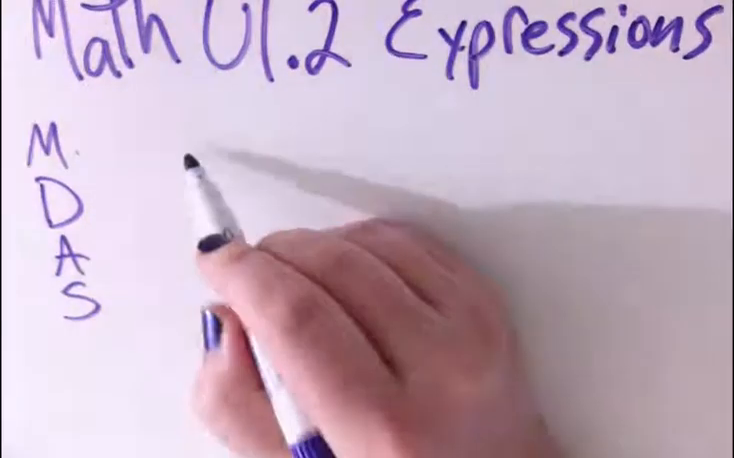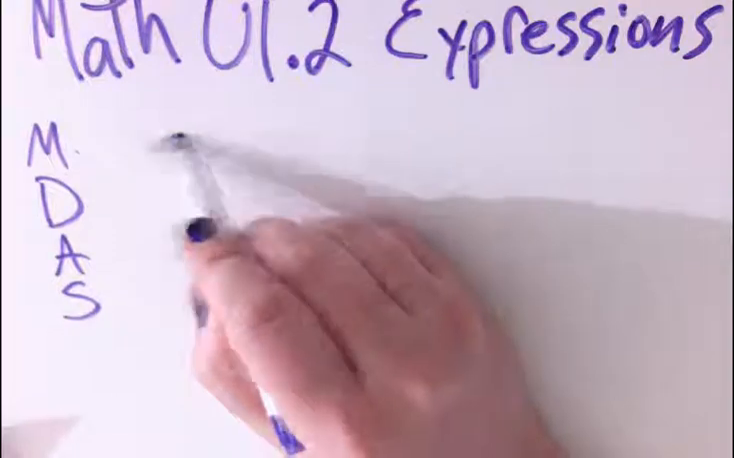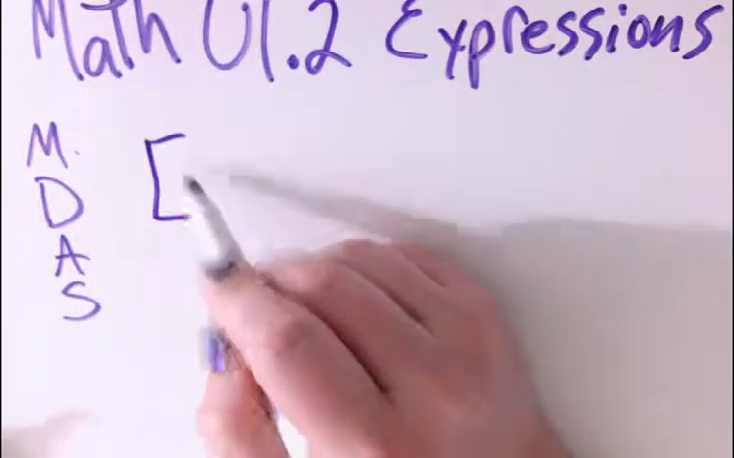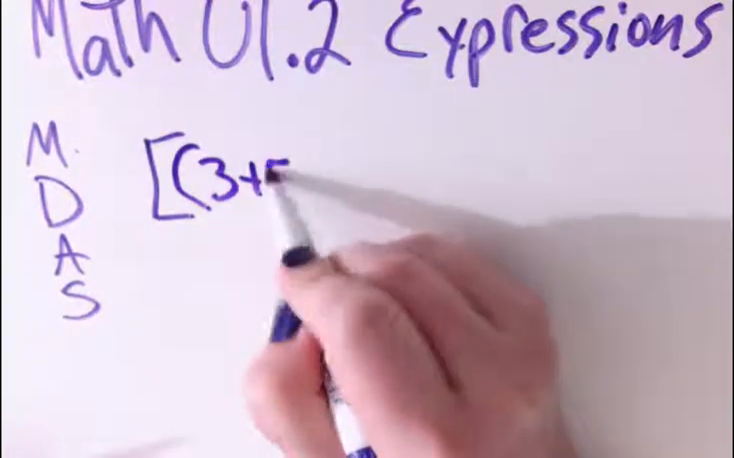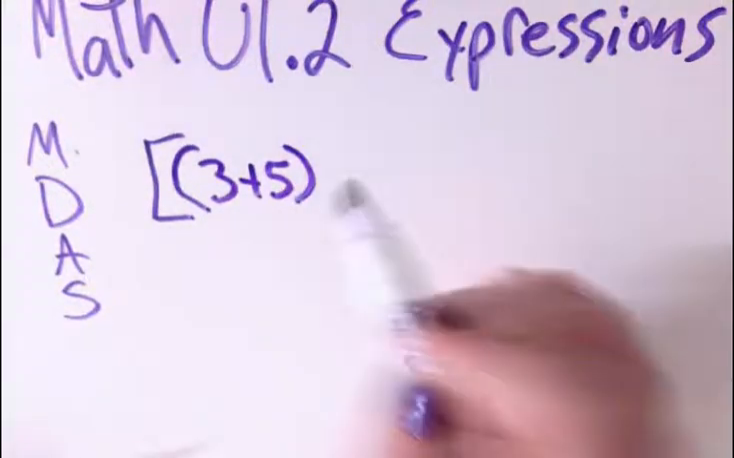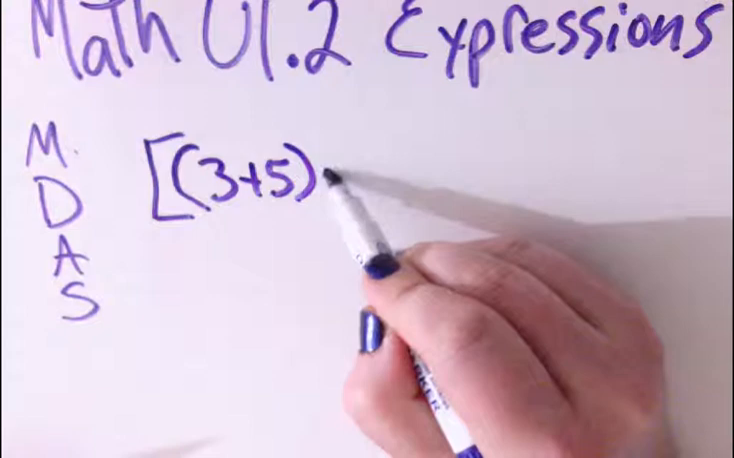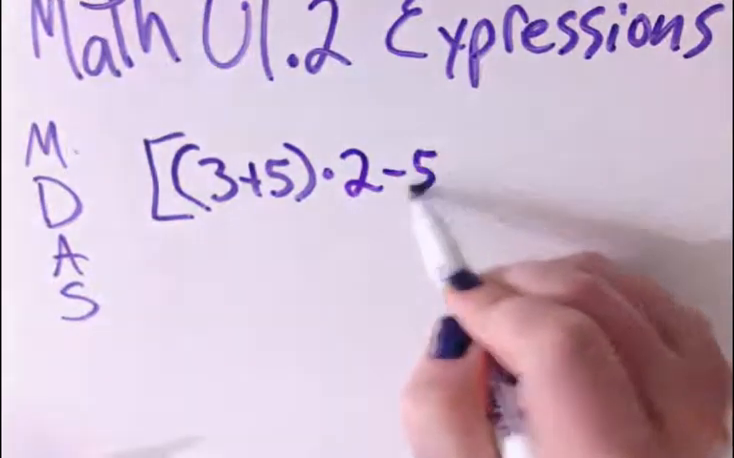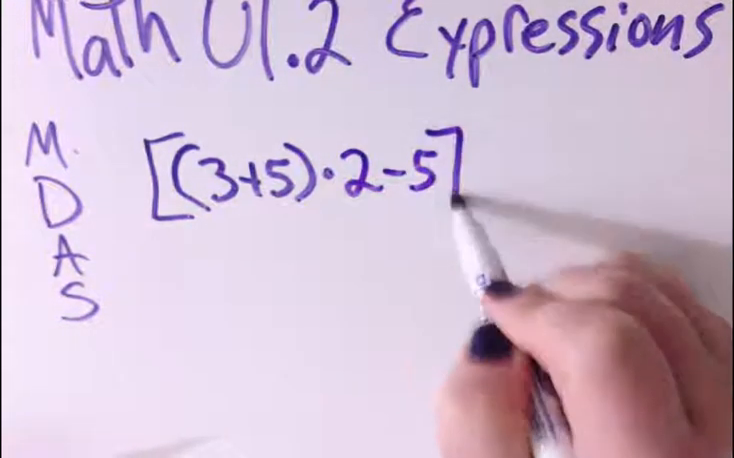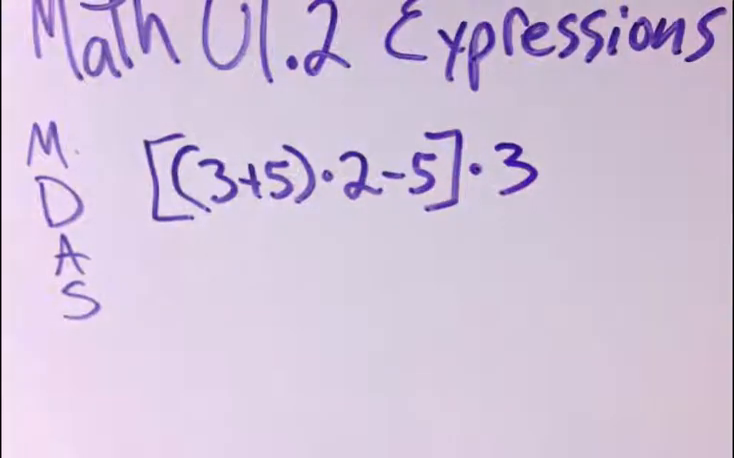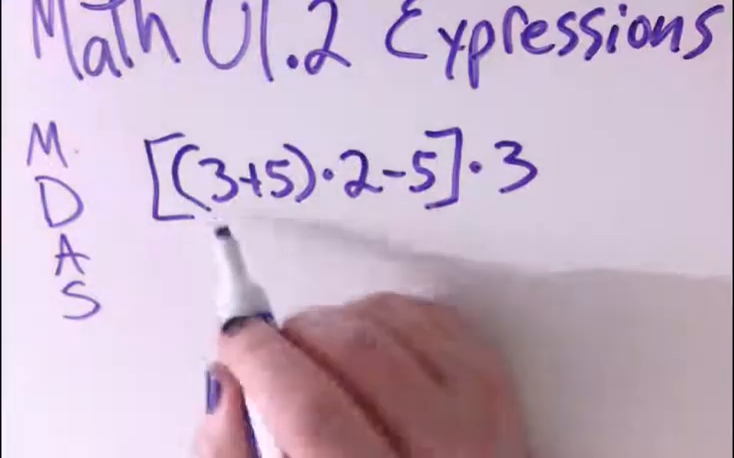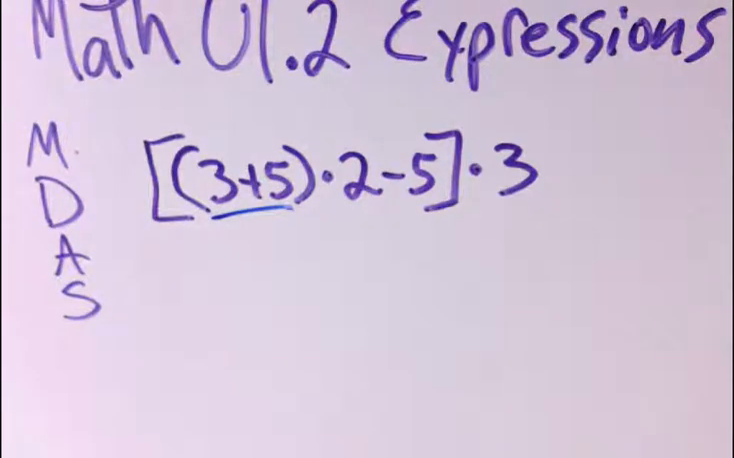Alright, you might also run into a question set up like this. So you have a bracket, then a parentheses. And you're asked to solve that. So of course the first thing we're going to do is our parentheses. So 3 plus 5.